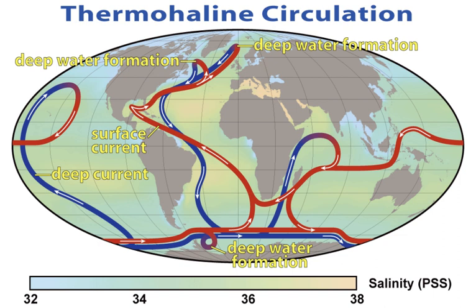For deep waters, there are two areas where density causes waters to sink into the deep ocean. These are in the North Atlantic and the Antarctic. The deep water masses formed are North Atlantic Deep Water (NADW) and Antarctic Bottom Water (AABW).